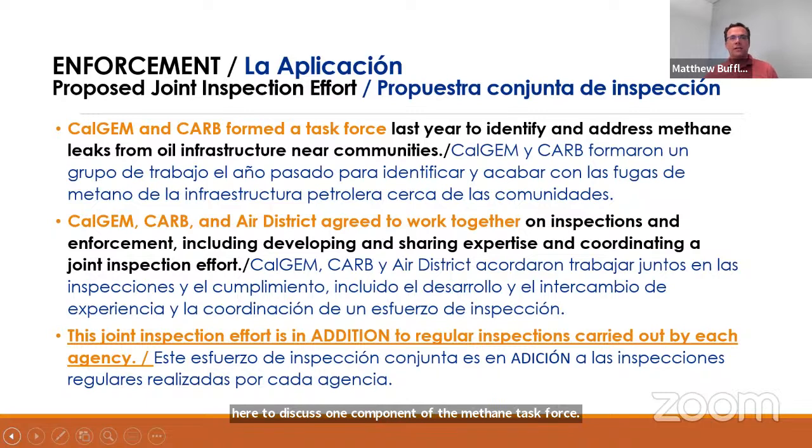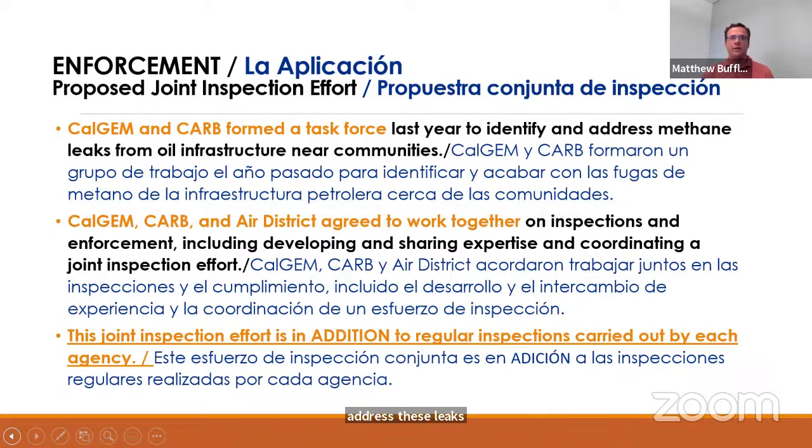As you may know, last year, the governor's office tasked CARB and CalGEM to form a task force to identify and address methane leaks from oil infrastructure near communities, recognizing that these leaks can pose threats to the community and to health and safety. Additionally, the governor directed the agencies to seek the input of community members, air districts, and local government, and to take action to address these leaks.